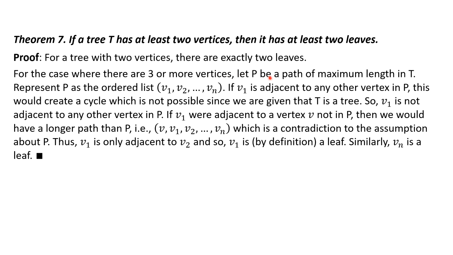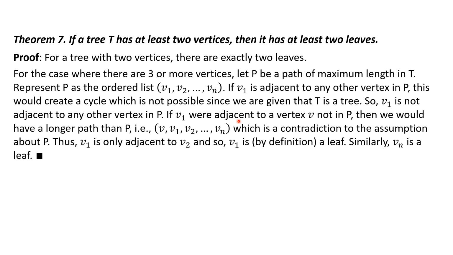In that case, let P be a path of maximum length in our tree T. Represent P as the ordered list V1, V2, ..., Vn. So these are vertices that are connected together. If V1 is adjacent to any other vertex in P, this would create a cycle, which is not possible since we're given that T is a tree, and we know trees don't have cycles. So V1 is not adjacent to any other vertex in P.